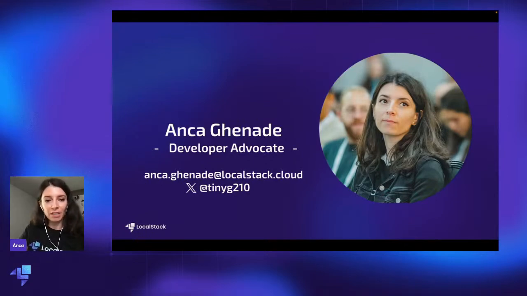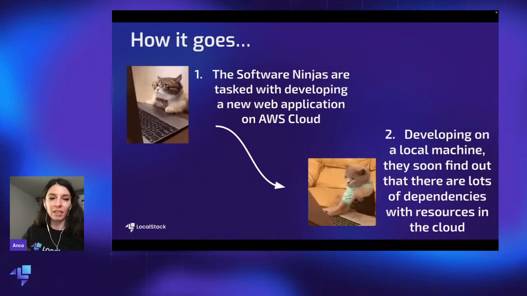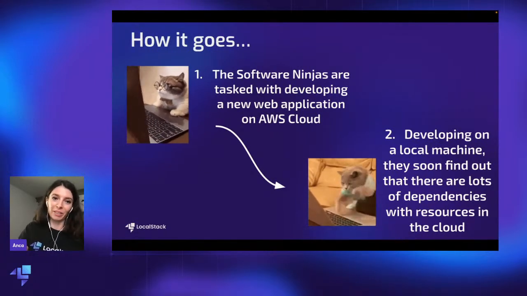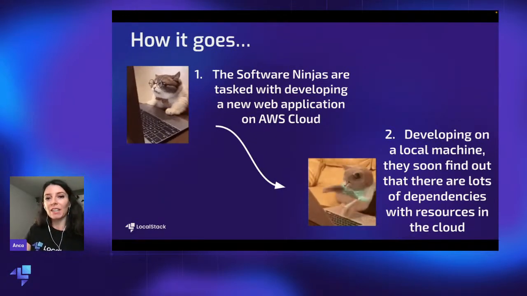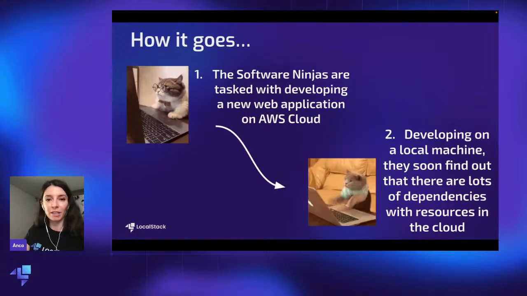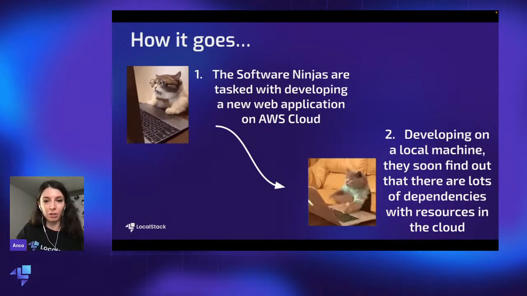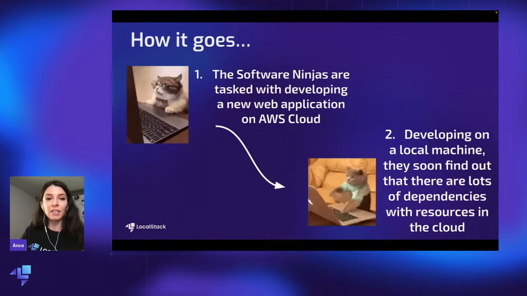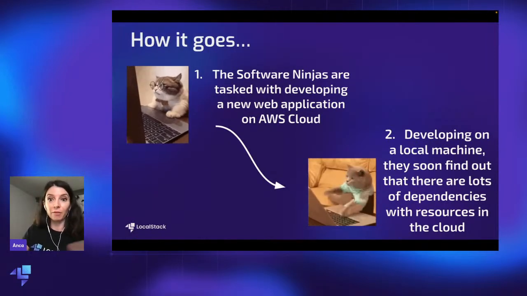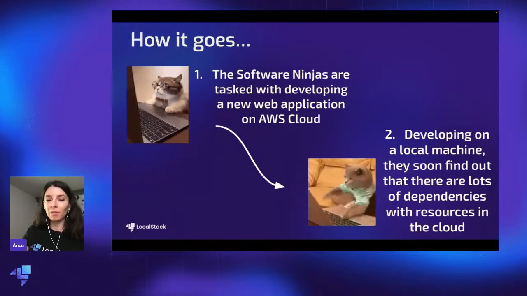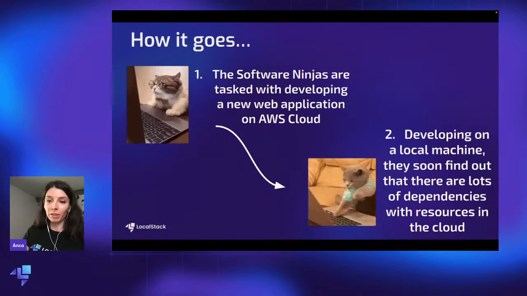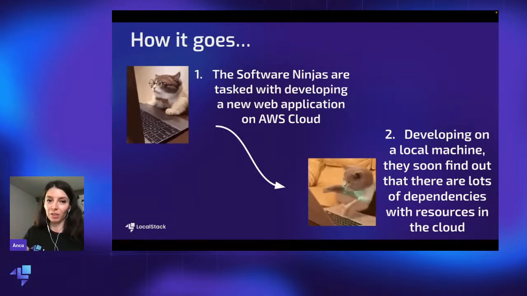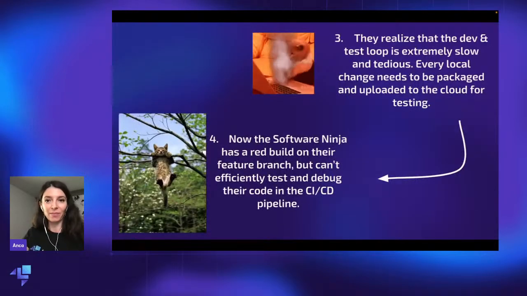So let's dive in. And since I am on vacation, let's set the stage with a little anecdote and have a light transition into the problem that we're trying to solve. Let's say that we have a software engineering team that is tasked with delivering a new application on AWS Cloud. We'll call them the software ninjas. This sparks their curiosity. They start learning and gathering information on what they need to do, and they dive into developing. And while starting to work on their local machines, they soon find out that there are lots of dependencies that have resources in the cloud. So it's not as straightforward as they expected.